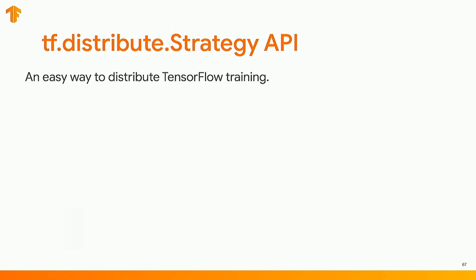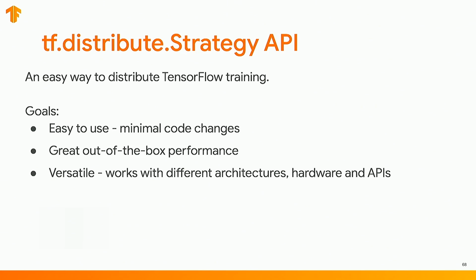We built this API with 3 key goals in mind. The first goal is ease of use. We want users to be able to use the distribution strategy API with very little changes to their code. The second goal is to give great performance out of the box. We don't want users to have to change their training code or tune a lot of knobs to get the maximum efficiency out of their hardware resources.